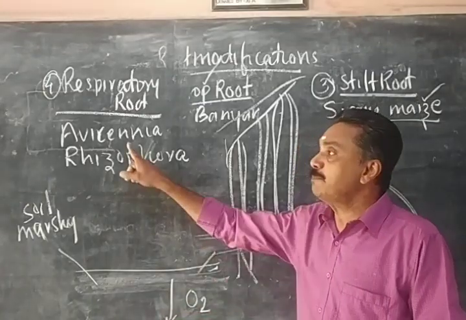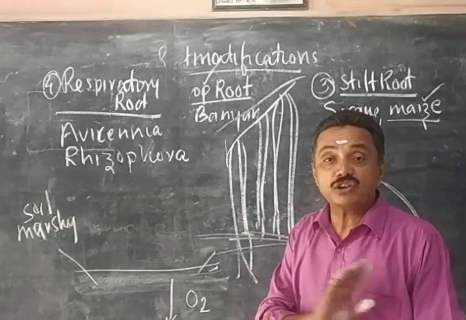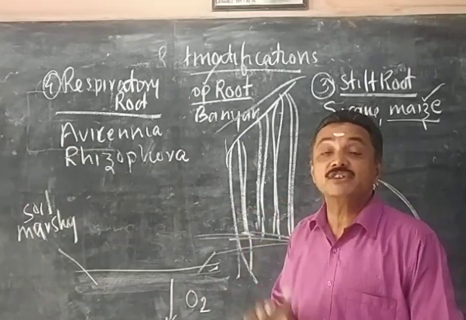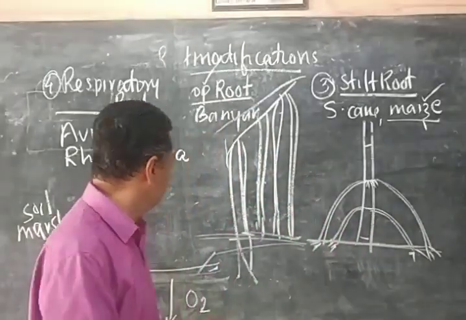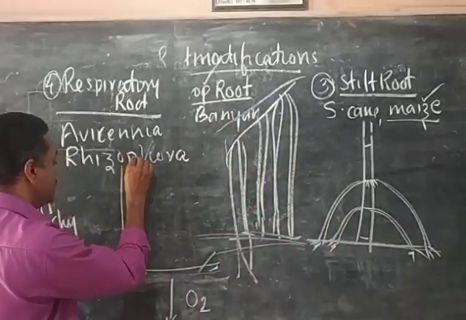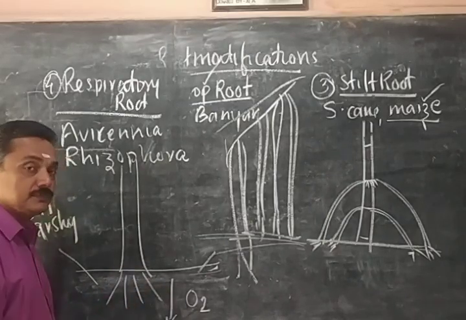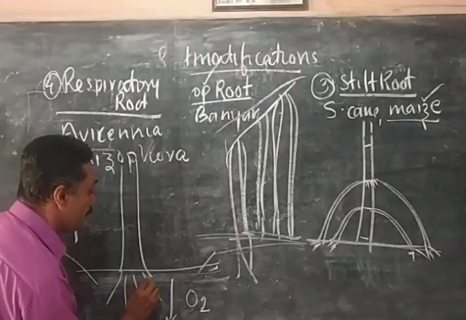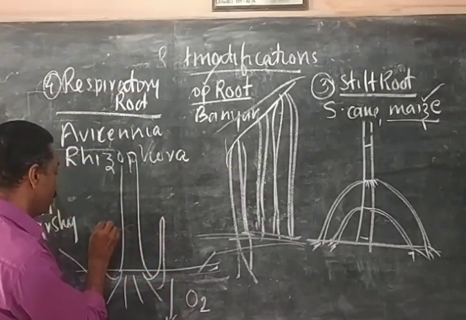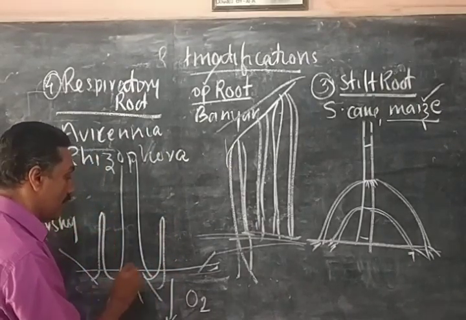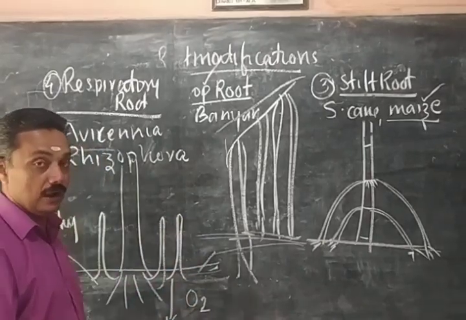So these plants are living in the marshy area. They will not get enough oxygen from the soil because the soil is muddy. So what happens in such plants? See, plants are growing like that. Roots are present below the soil level. Some of the roots will come above the soil level like that.